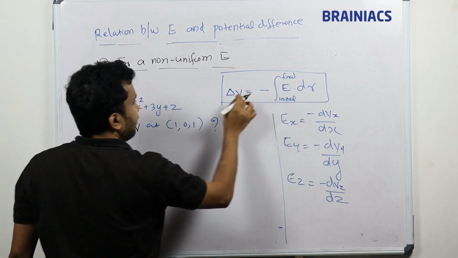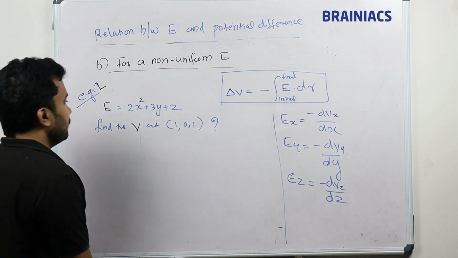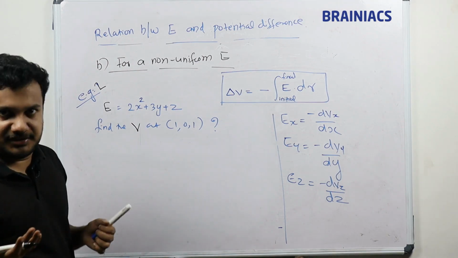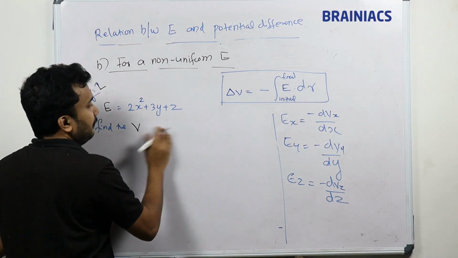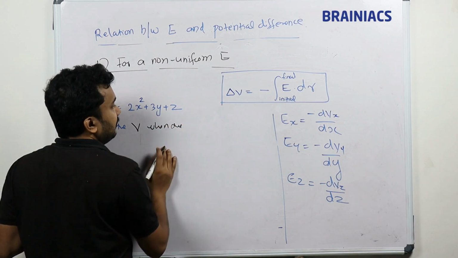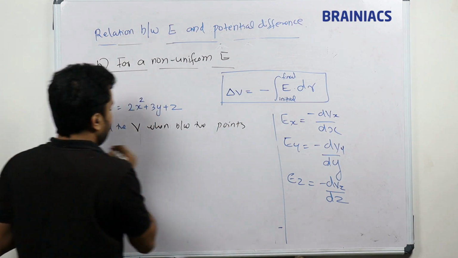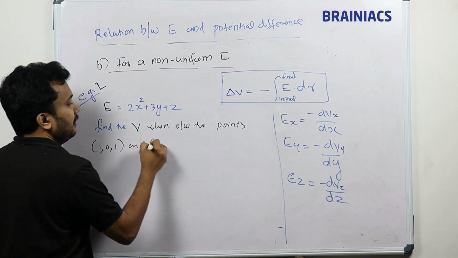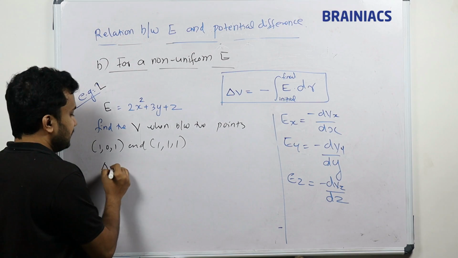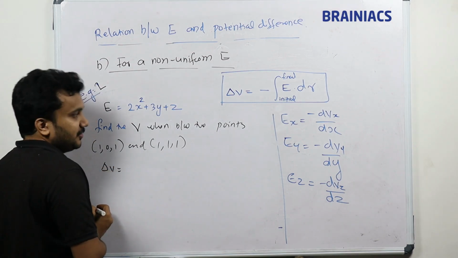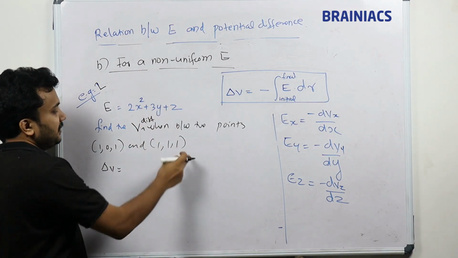Electric field will be given means we have to find the potentials at these points. To find the potentials we need 2 points. Find the potential between the points 1, 0, 1 and 1, 1, 1. So between these 2 points, actually we are finding the potential difference, delta V.